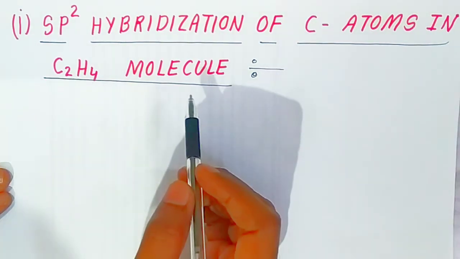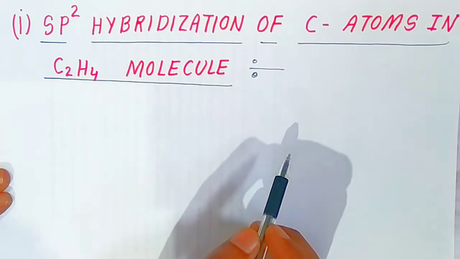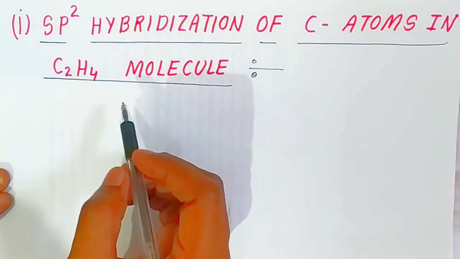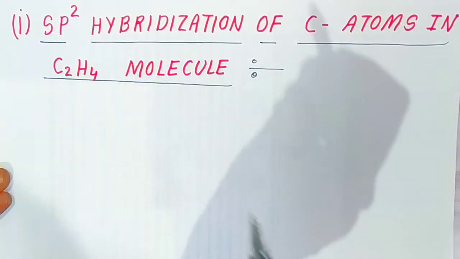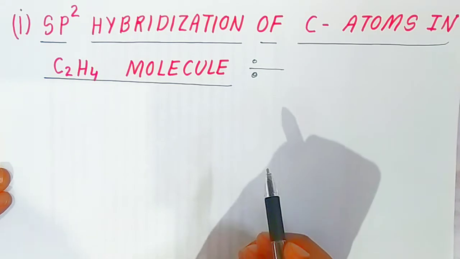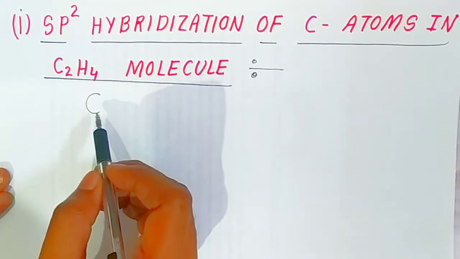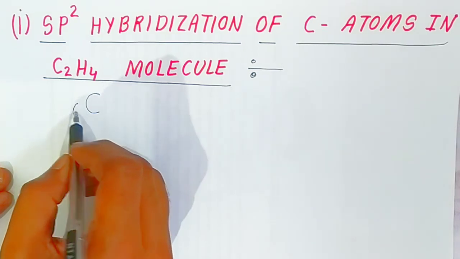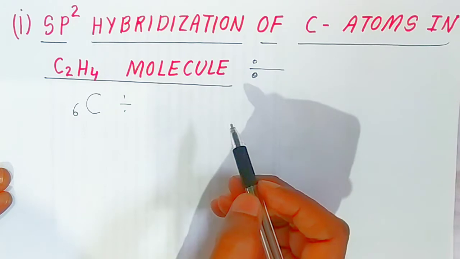If you want to explain the sp2 hybridization of the carbon atom, students, you should know the atomic number of carbon. So what is the atomic number of carbon in the ground state? If you want to write down the ground state electronic configuration, the atomic number is a must. Carbon, which we represent with capital C, has atomic number 6: 6 protons and 6 electrons.